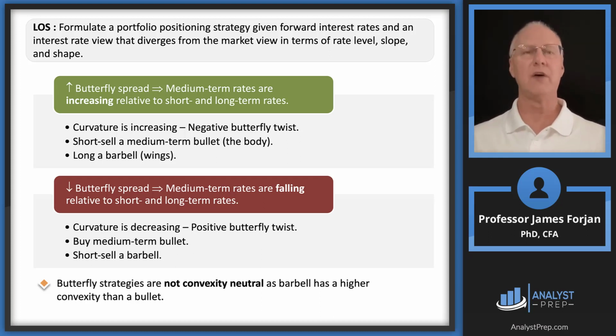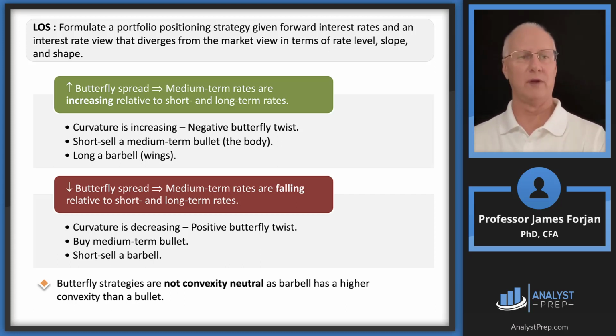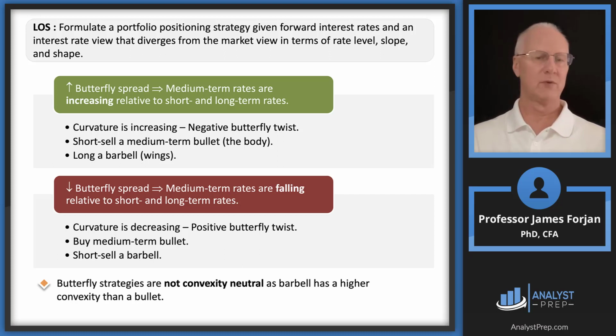All right, so you ready to go through this? If we think the butterfly spread is going to increase, that must mean that the midterm rates are increasing way more relative to short and long-term rates. So what are we going to do? We're going to short sell a medium-term bullet, and we're going to take the long position in the barbell. And so that's the butterfly. There's the body in the middle and then the wings. If we expect the butterfly spread to fall, that means that medium-term rates are falling relative to short and long-term rates. So we're going to do just the opposite. We're going to buy a medium-term bullet and short sell a barbell.